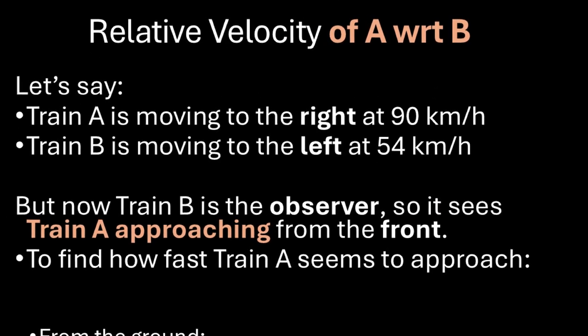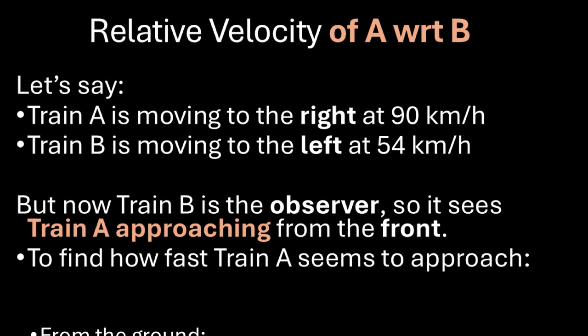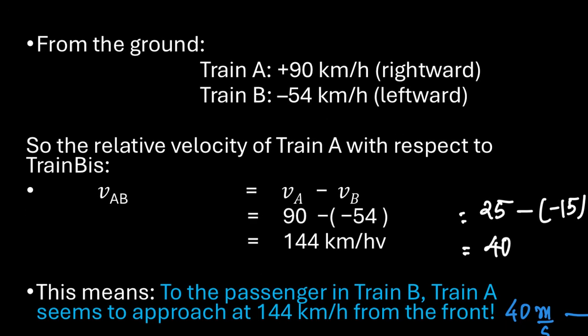Now, relative velocity of A with respect to B. Train A is moving towards the right at 90, train B towards the left at 54. Now train B is the observer, so it says train A is approaching from the front. So from the ground, train A is 90 kilometers per hour rightwards, train B is minus 54 towards the left. So VAB is equal to VA minus VB. VB is minus 54. Why? Because it is towards the left. VA is positive. Why? Because it's towards the right. So it is plus and minus. What we get is 144 km/h, or 25 plus 15, as we discussed earlier, that becomes 40 meters per second.